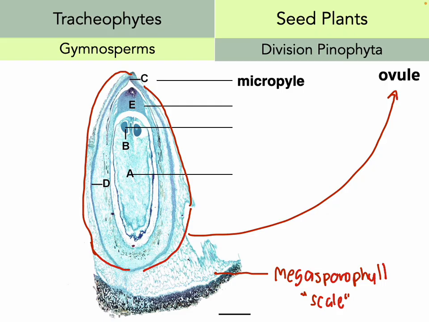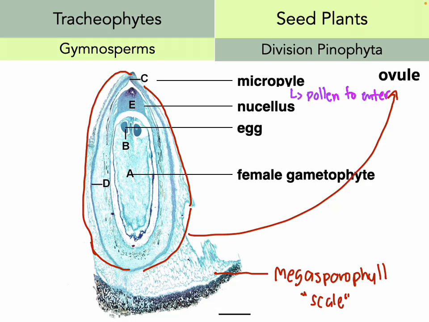So, this is called micropyle. This is where the sperm enter, for pollen to enter. Like a door. This is like a doorway. And we have E, which is called nucellus, just a protective layer on the top, and we have eggs in the middle. We have two eggs actually here, and A is a female gametophyte. This is the one that actually produced the egg, and outside D is integument, the protective layer.